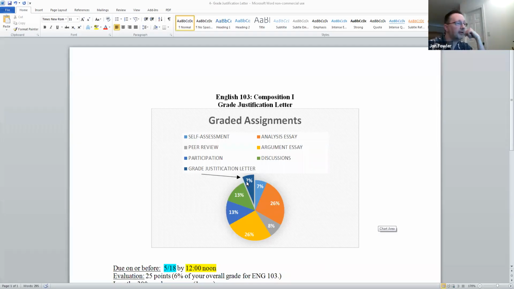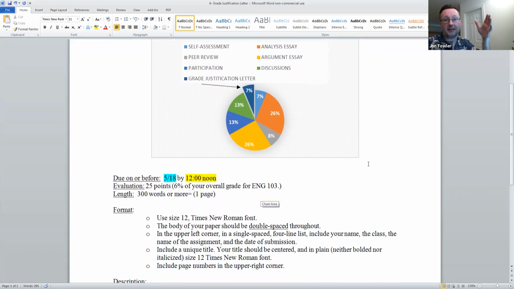Okay, this is the grade justification letter. As you can see, it's weighted about to the same degree that the original self-assessment essay was rated. So about 7% of your overall grade. Not too hefty of an idea to worry about. And that's by design. We have to have some kind of final session, finals week activity for you. That's per college mandate. So effectively, this is just about it. And I've tried to make it as painless for you all as possible.